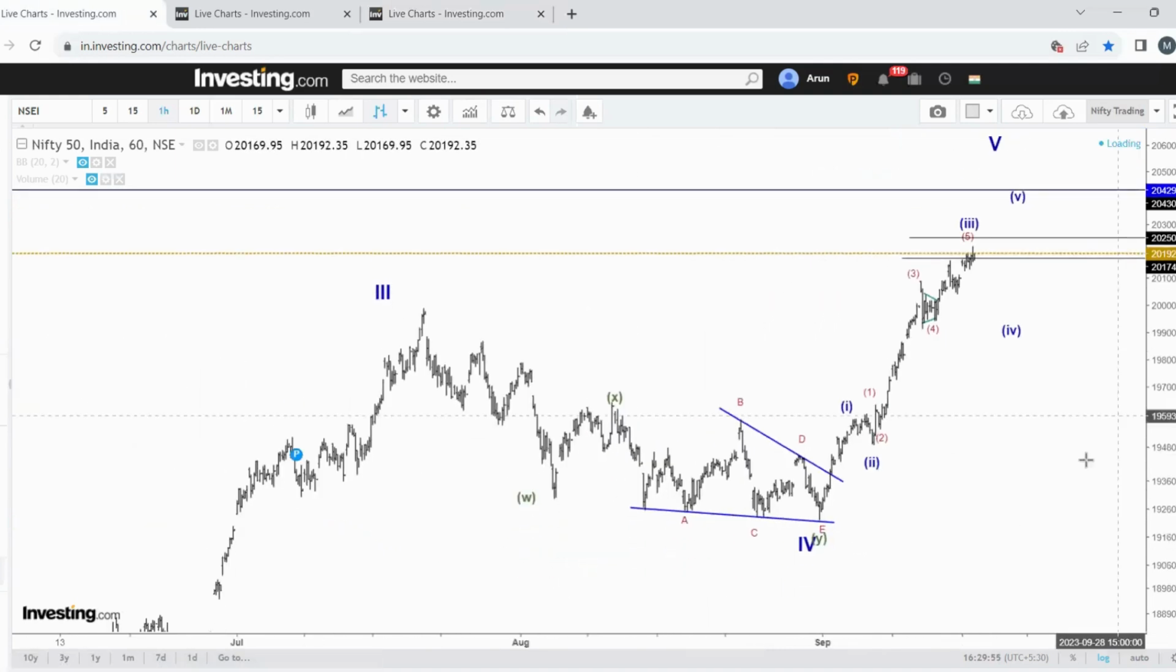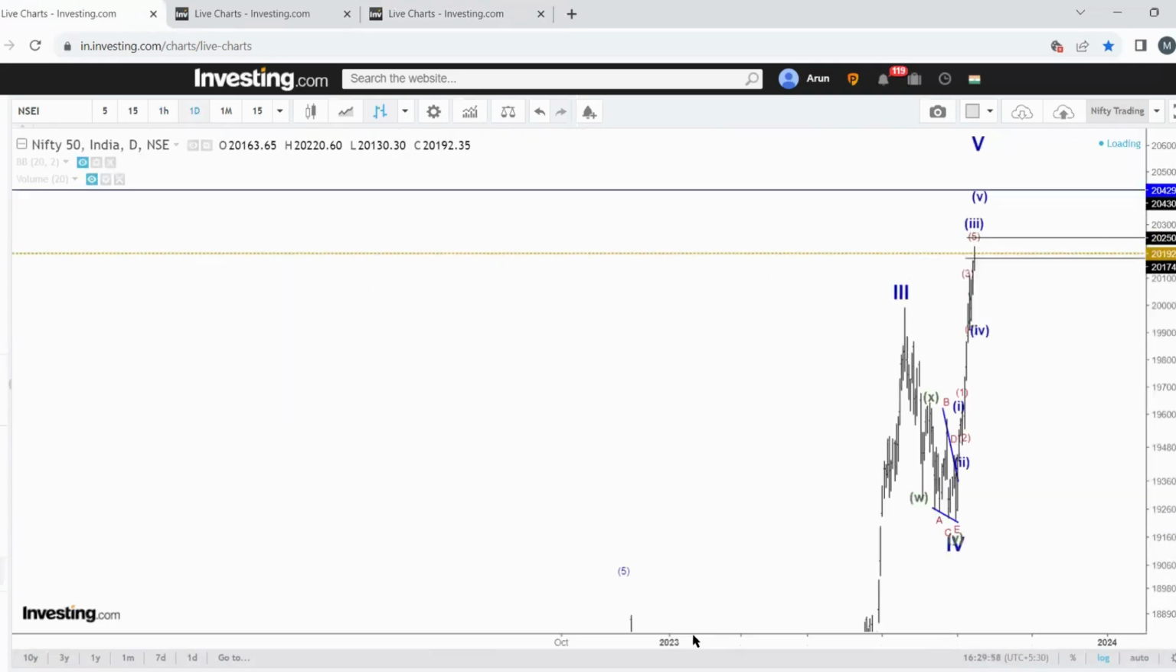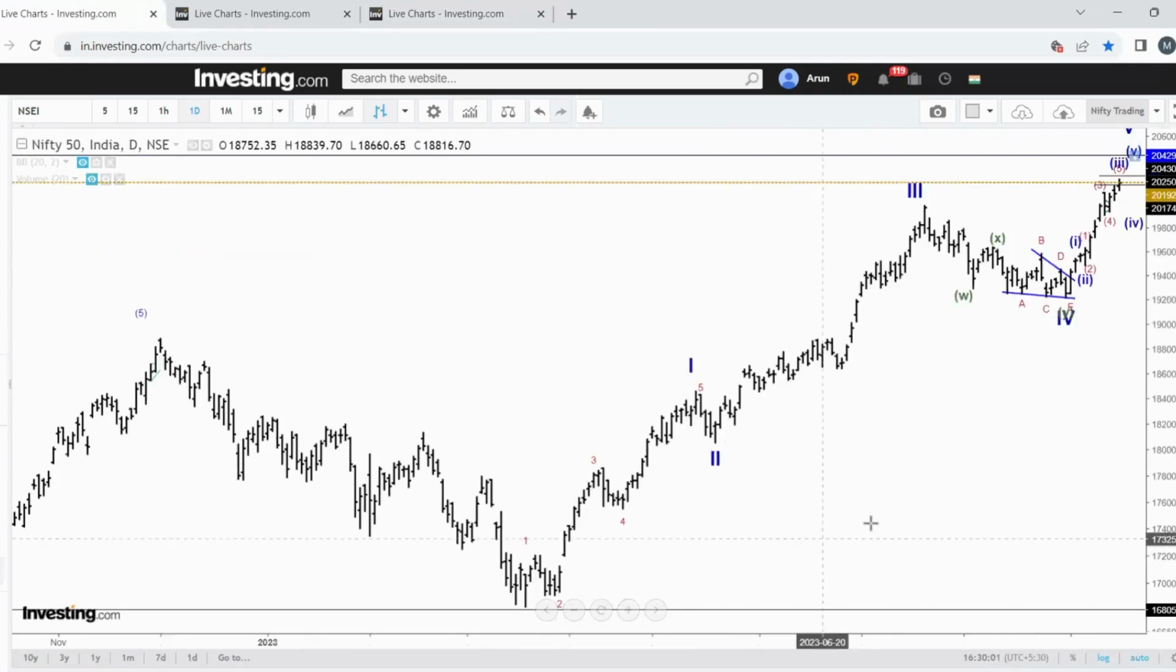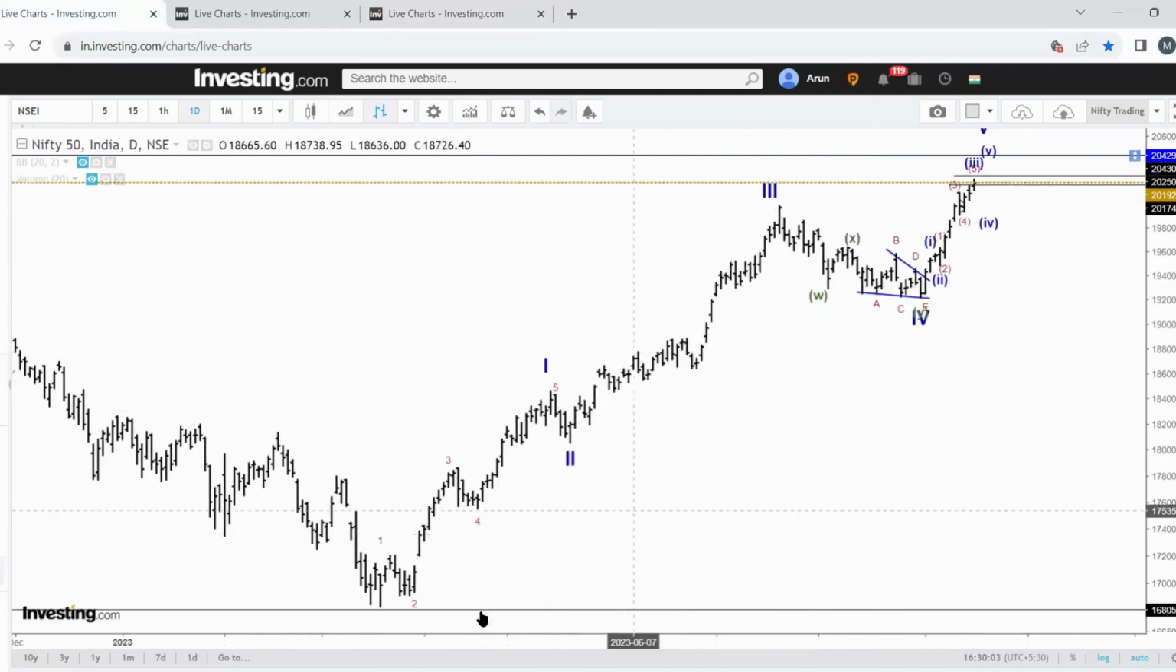See, this is the point we have discussed. Wait, don't get confused. Okay. So from the March 23 low, wave 1, wave 2, wave 3, wave 4, and we are moving in wave 5.